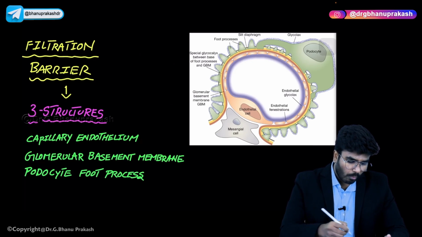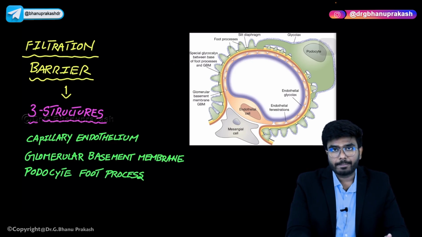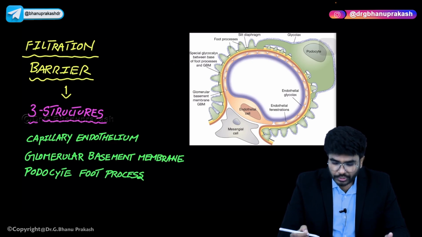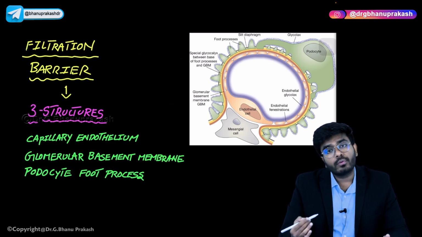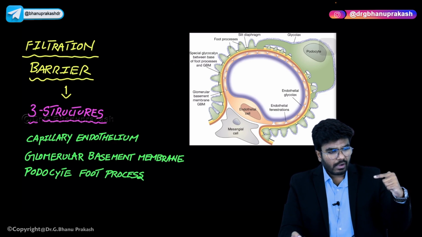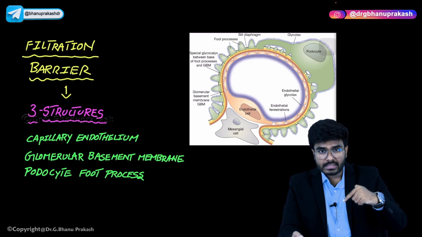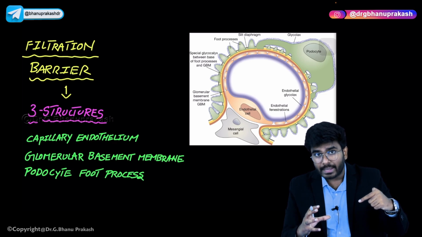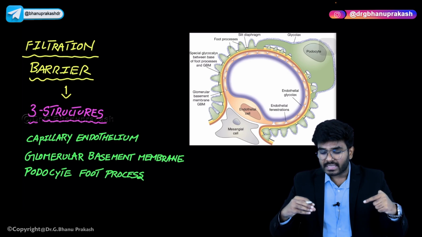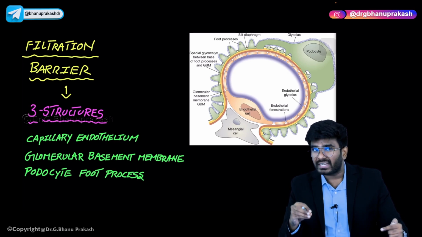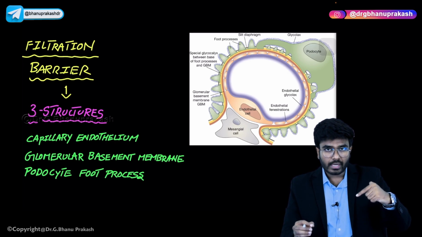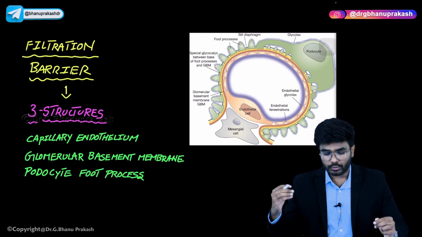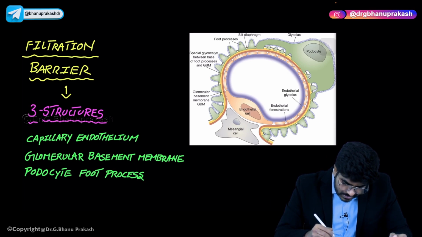Now let's see what exactly the filtration barrier is. I am showing you the cross section at the level of the glomerulus. We have seen the afferent arteriole flowing into the glomerulus. There it divides into glomerular capillaries inside the Bowman's capsule, and all these glomerular capillaries again fuse and form the efferent arteriole. Afferent arteriole, capillaries, efferent arteriole. Now I am showing you one such glomerular capillary. Inside this is the capillary.